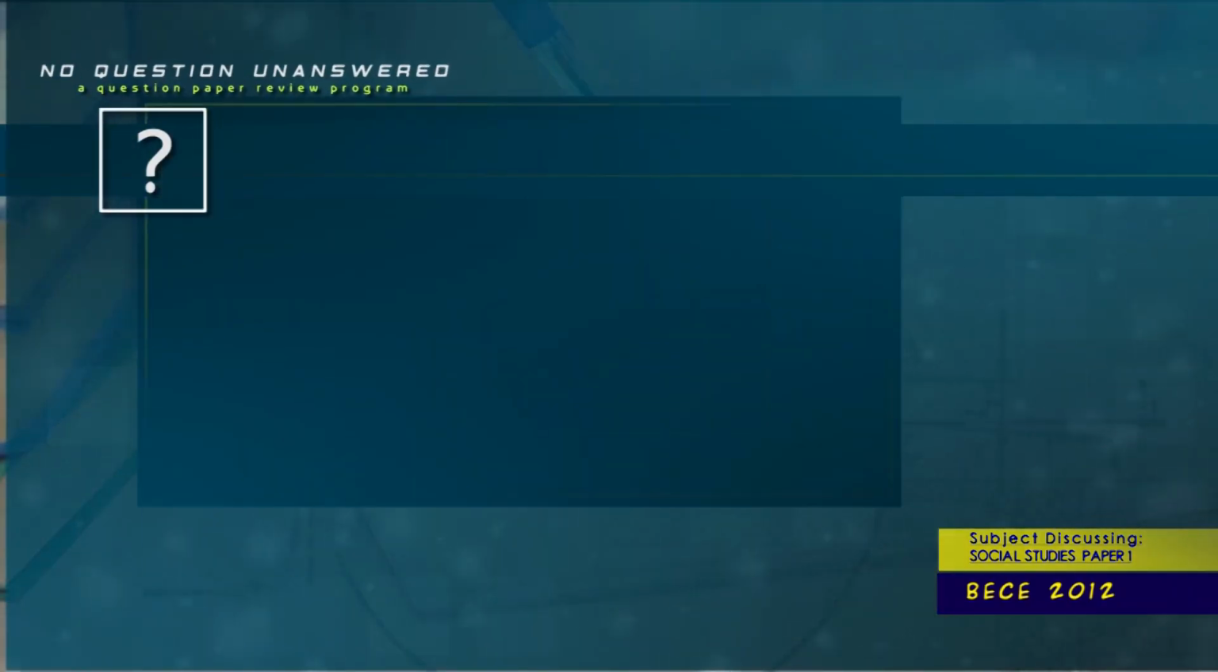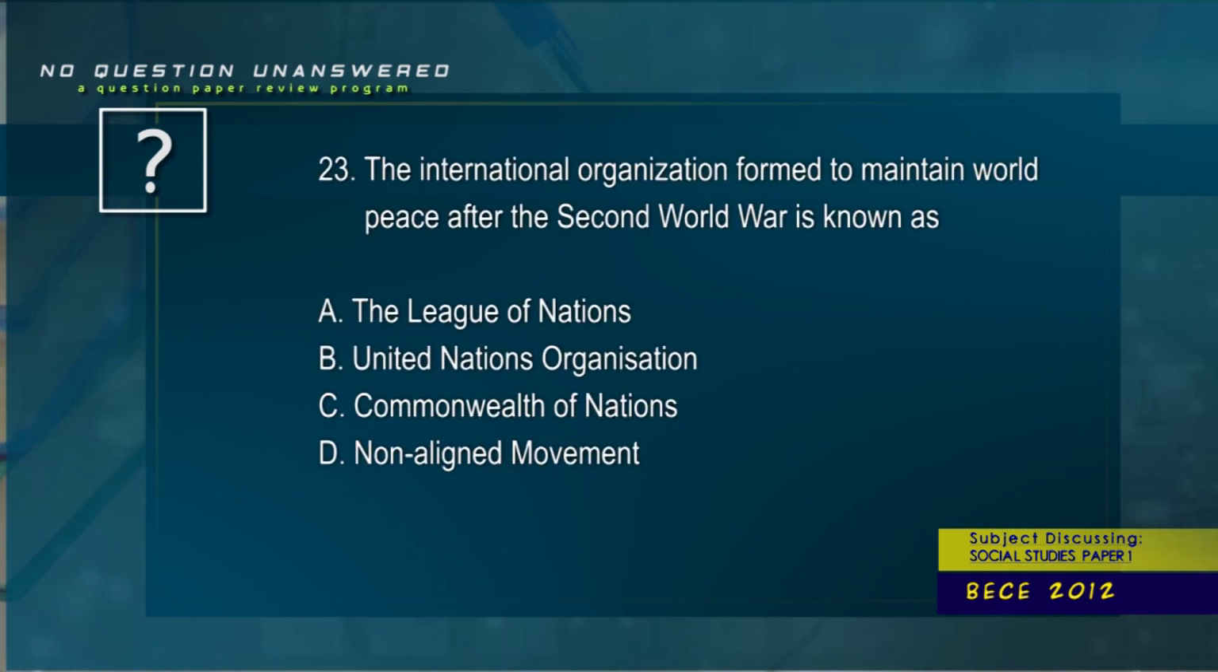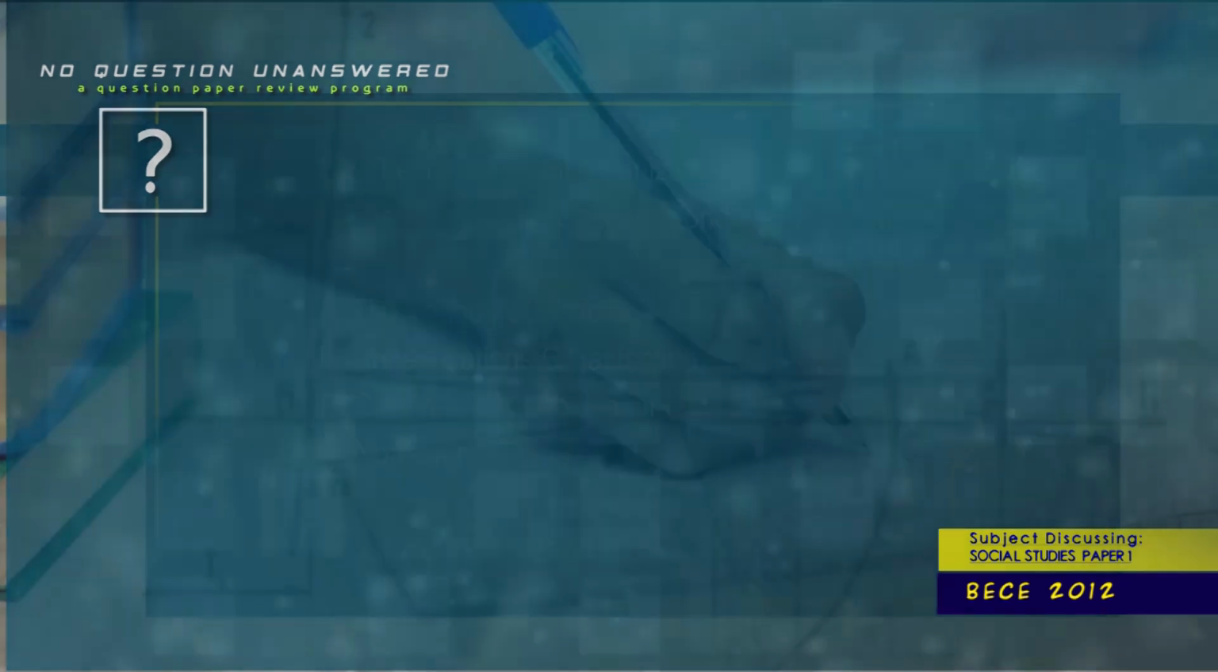Question 23. The international organization formed to maintain world peace after the Second World War is known as A, the League of Nations, B, United Nations Organization, C, Commonwealth of Nations, D, Non-Aligned Movement. Viewers, these are facts. The correct answer is B, the United Nations Organization.